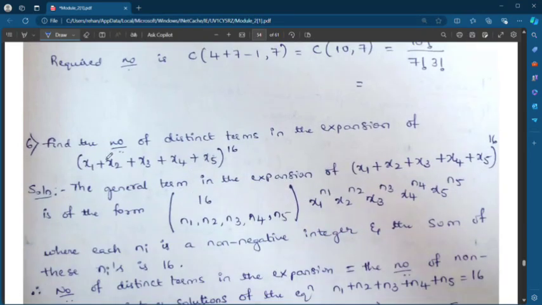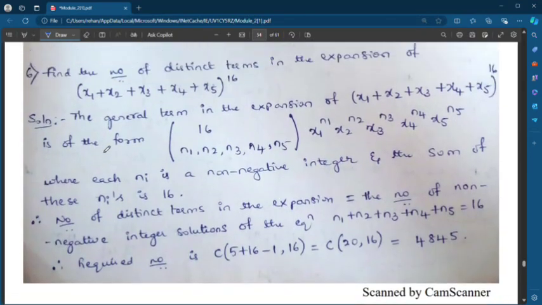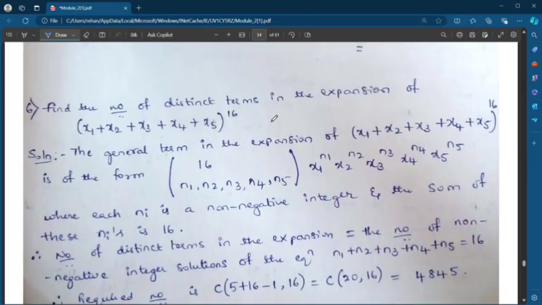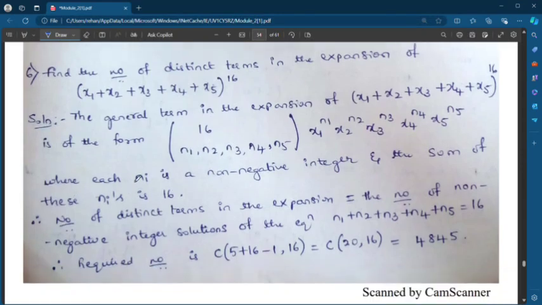All are very simple. Sixth one is kind of easy. Number of distinct items in its expansion of first. This is there. I have to remove this using that previous thing, solving that. So then I'll get some value. x1, x2, x3, x4, x5, and so on, where each ni is a non-negative integer and the sum of ni's is 16.